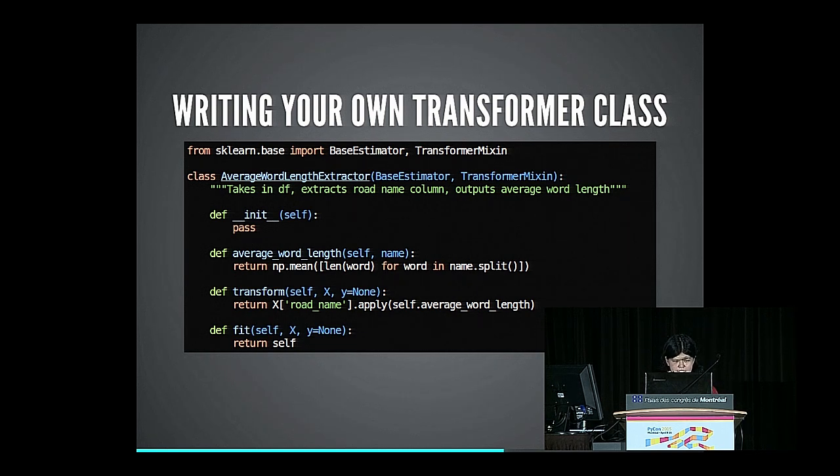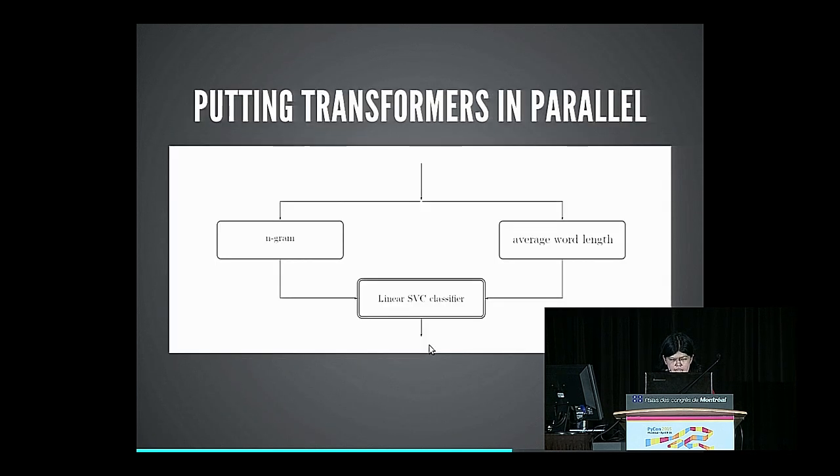So now we're doing the average word length extractor. Again, fit does nothing, and transform takes the row names and applies this function that just computes the average word length to them. So that's what that looks like. And we want to add this to the pipeline, but we can't actually just add it to the existing pipeline because we're not doing this in serial. We're doing this in parallel.